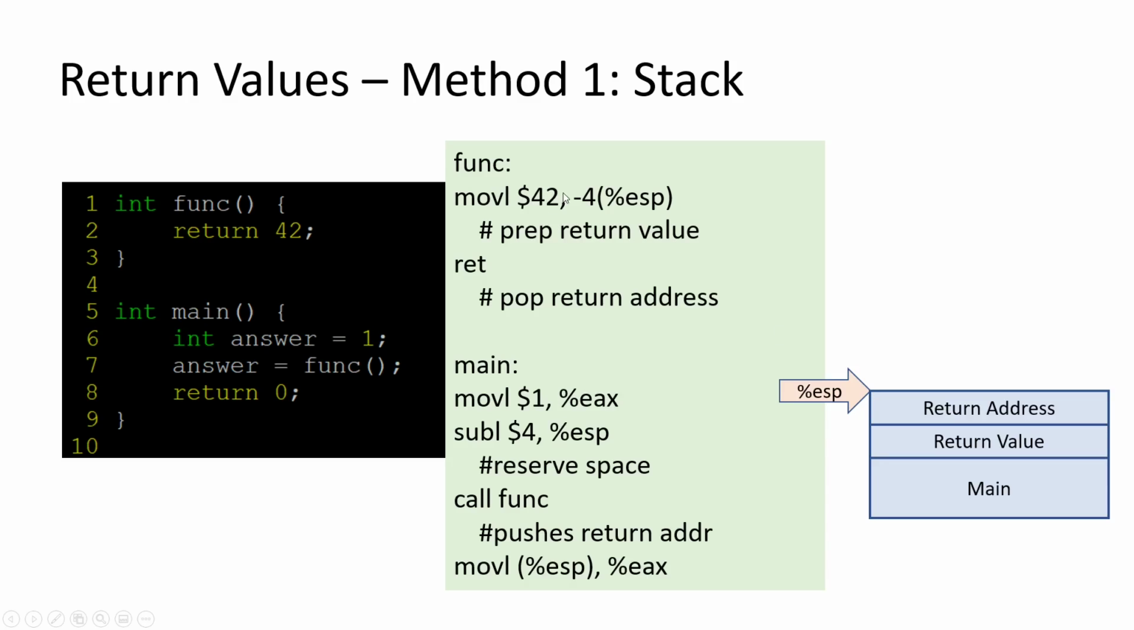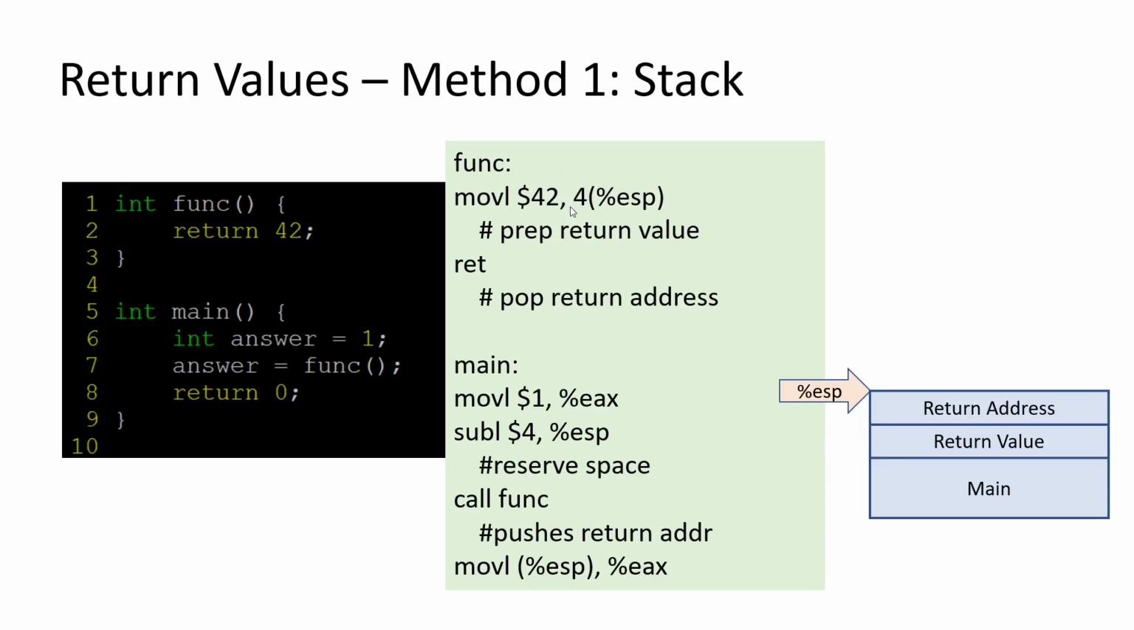Now the function needs to be able to know where to put its return value. It knows that it's got a 42 that it has to stick somewhere in the stack. And so right now the stack pointer is pointed right here, and the return value needs to go right here. This is 4 bytes. That should be a positive number. Timeout, let me fix that. All right, got it fixed.